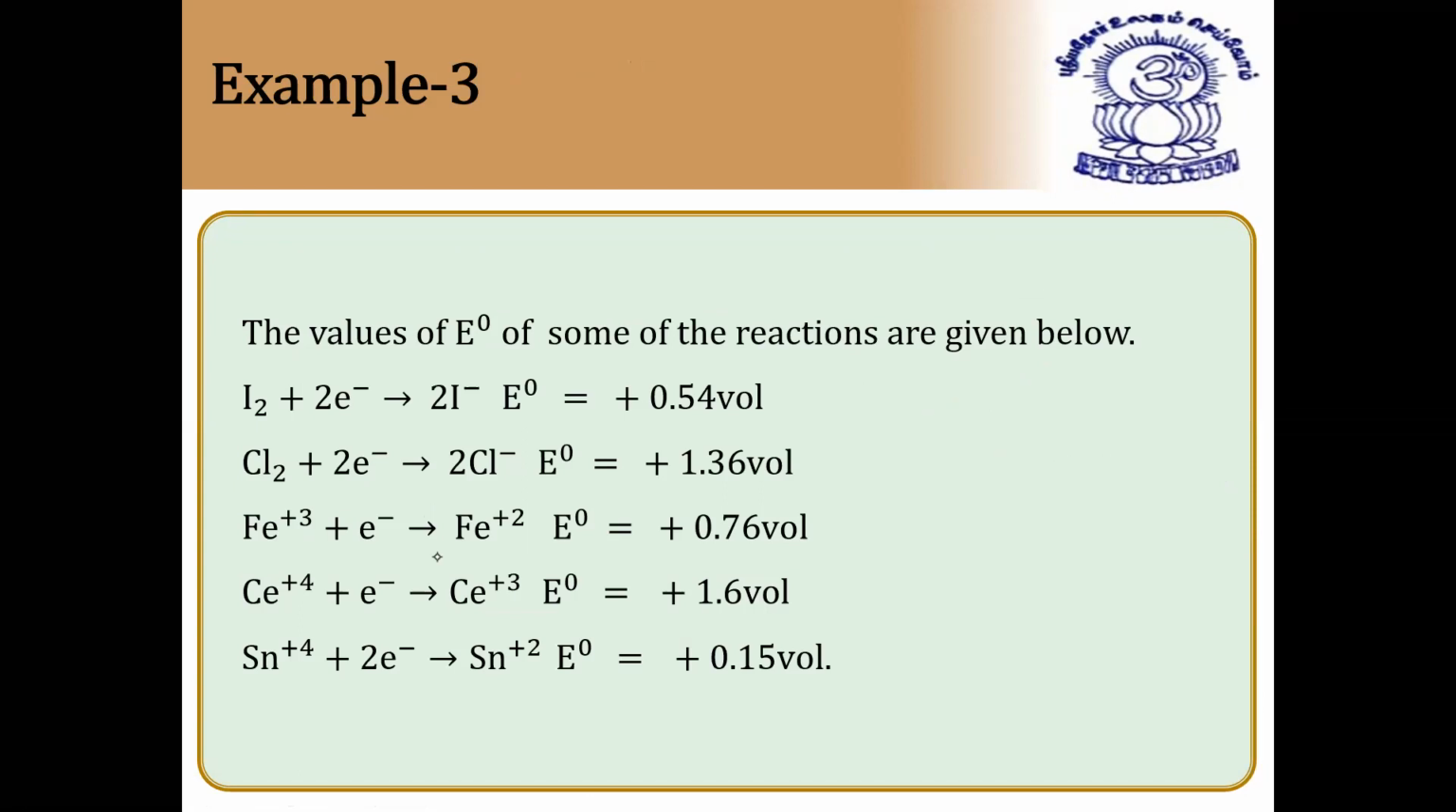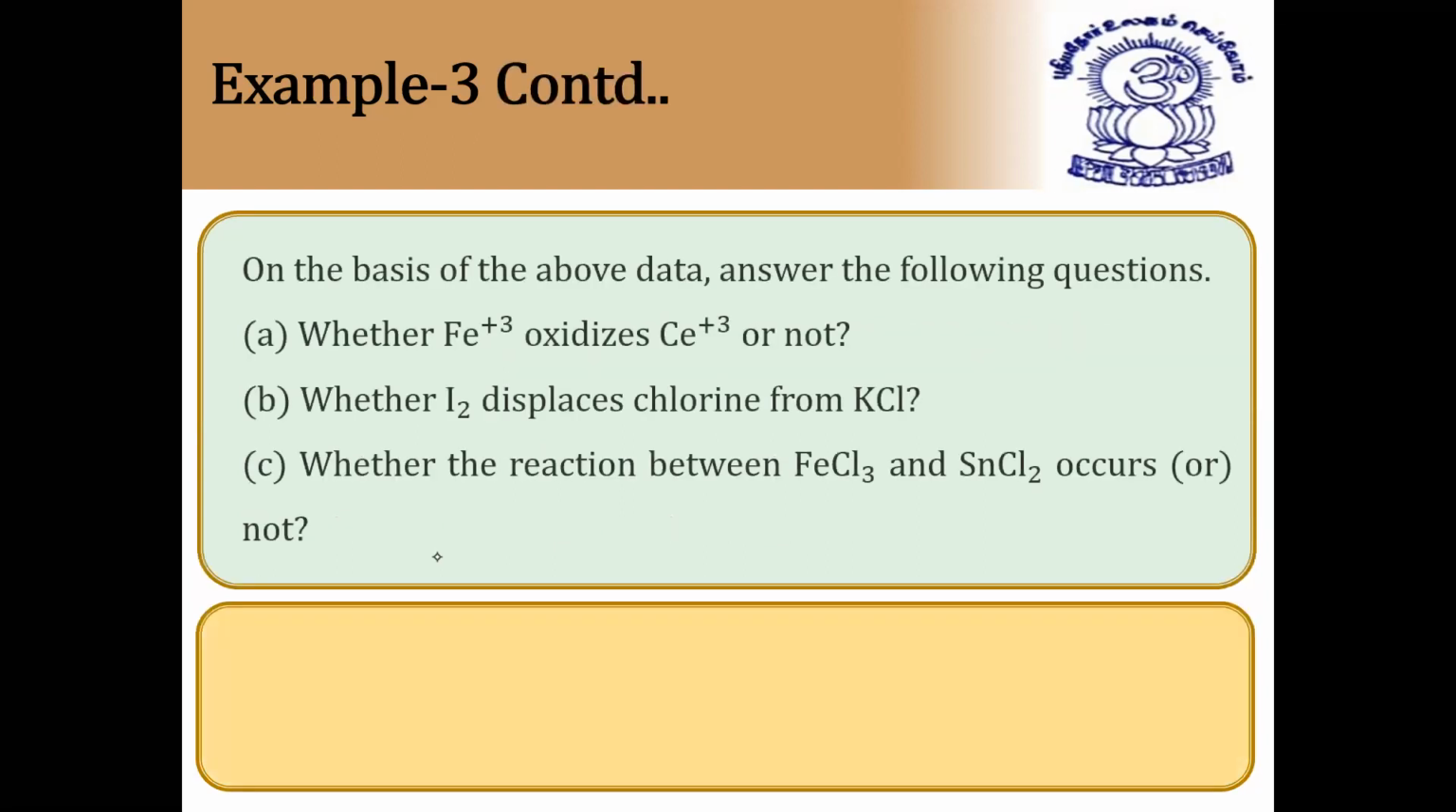In the case of iron and cerium also, iron is having more. Iron can reduce, but not oxidize. But the question they have given is oxidize. So iodine can displace chlorine from its salt solution because iodine is 0.54 and chlorine is 1.36 plus value. The reduction potential with lesser positive value will displace the reduction potential with larger positive value. So 100% second case it is right.